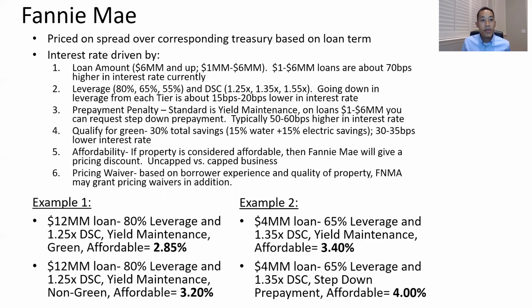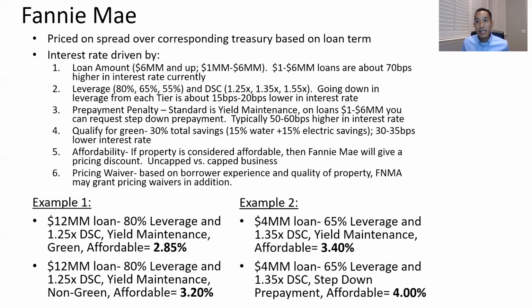And the last thing here, and this was bigger, probably 2018, 2019, is pricing waivers. And so Fannie Mae used to grant a lot of these, and it was more based on the borrower's experience, right? So if you have done 15, 20 deals and you're a very experienced borrower, you're buying a very high quality property, then Fannie Mae might grant additional pricing waivers.